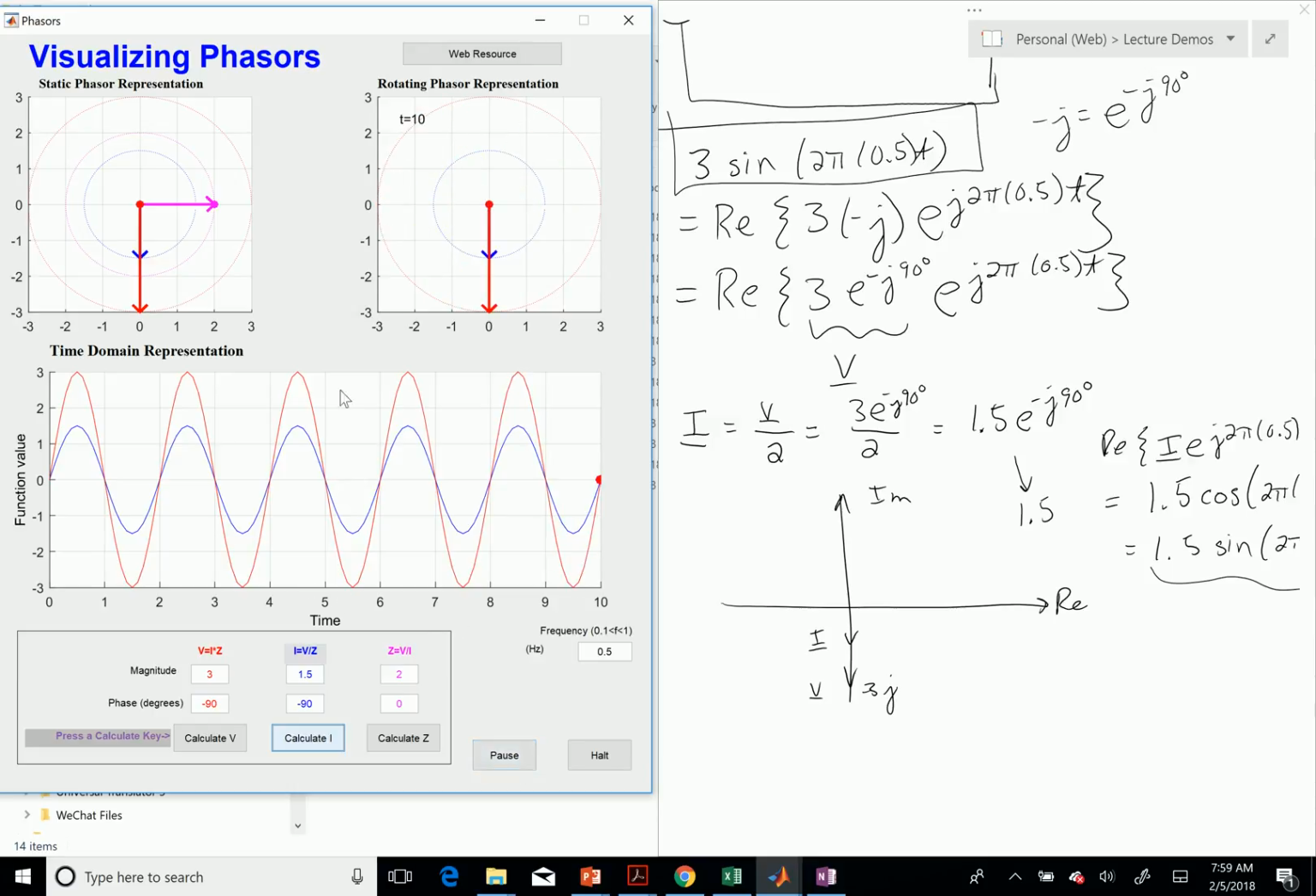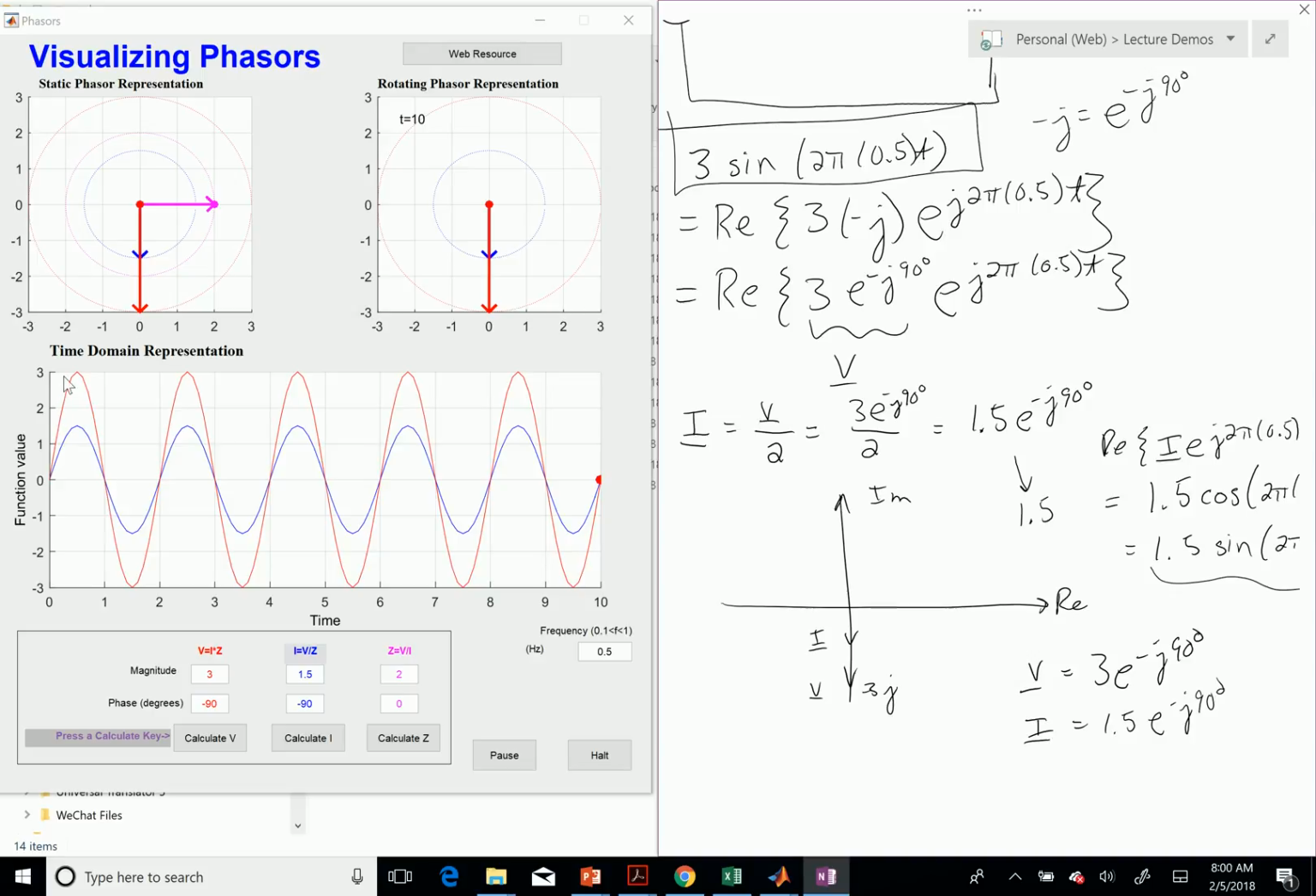All right, a couple of things here. What have I drawn here? The red is the phasor V. V, I'll write it over here, was 3 e to the minus j 90 degrees. I can see that over here in the upper left. And I was half of that, 1.5 e to the minus j 90 degrees, and I can see it here as well. And notice what happened in the time domain.